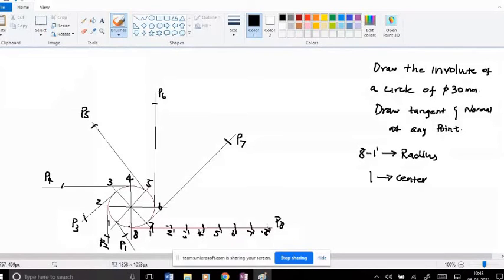Next you need to smoothly connect these points with an HB pencil, something like this. From point 8 it should go smoothly. Okay, we will get something like this. So this is nothing but the involute of a circle. Is that clear? Yes, sir. So copy this. Do you have any doubt? If not, you copy this.